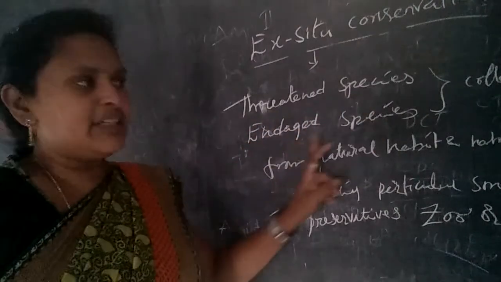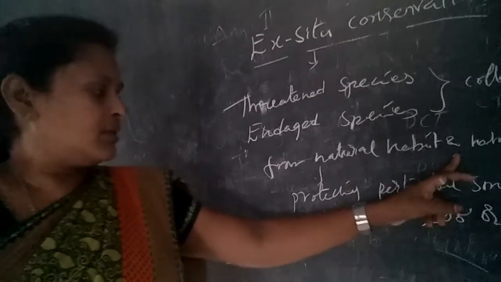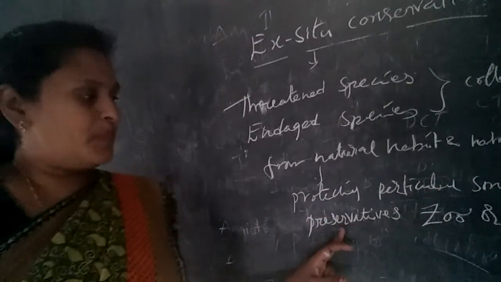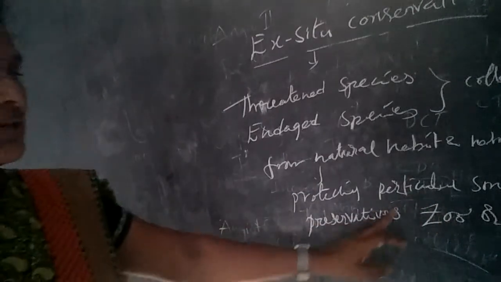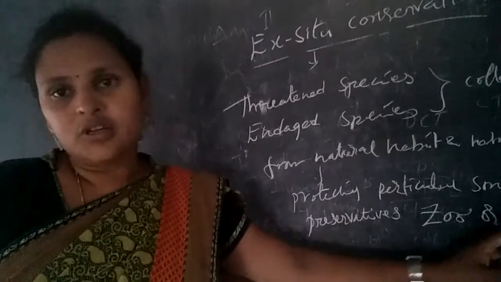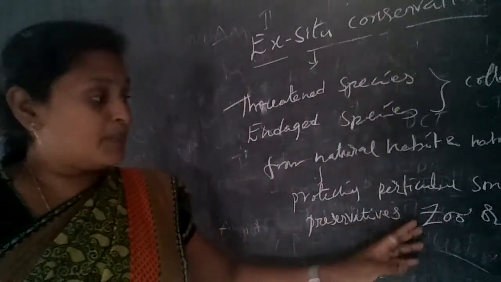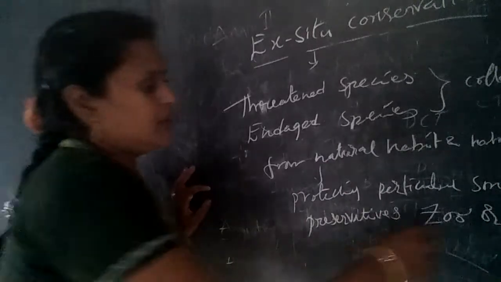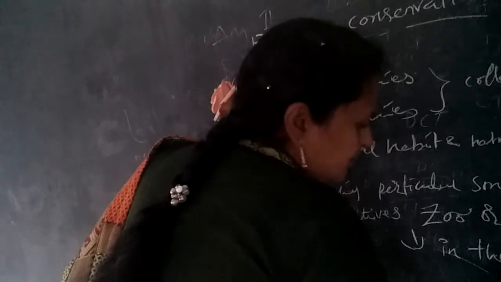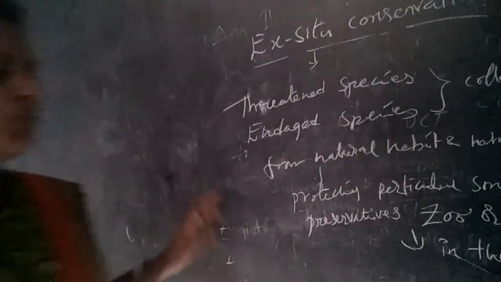Threatened species and endangered species are also collected from the habitat, and they are protected using particular preservatives. So that is called a zoo or zoological park. So that is the in situ conservation, particularly in human care.